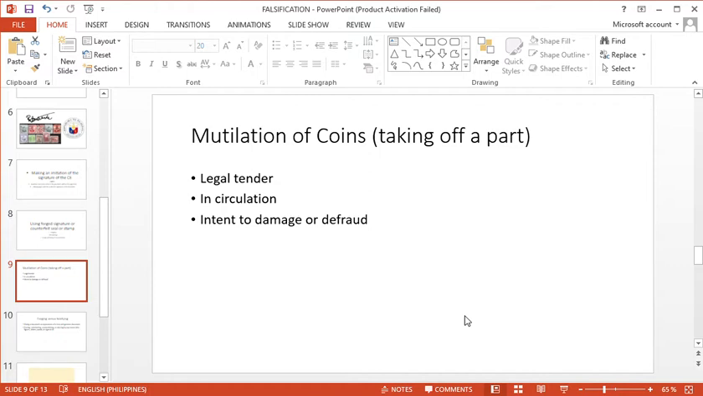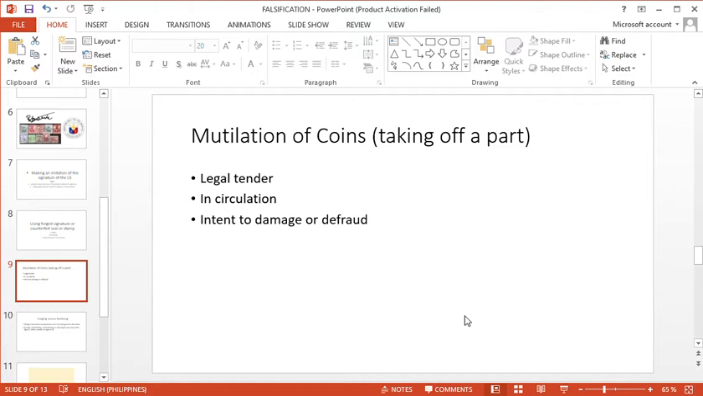Okay, now mutilation of coins. So mutilation is a kind of crime of forgery. Okay? So mutilation means taking off a part of the coins. If we talk about coins, these are the legal tender of the Philippines. Okay? So legal tender meaning to say it has value. Okay? This particular coin has value.